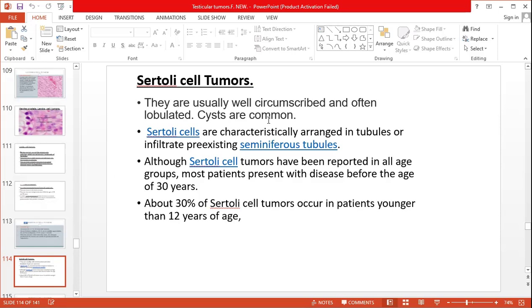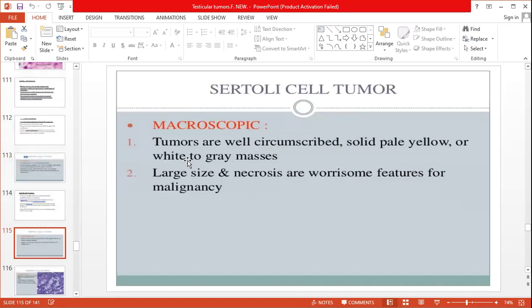Sertoli tumors are well described, and often lobulated cysts are common. Sertoli cells are typically arranged in tubules or infiltrate the seminiferous tubules. Macroscopically, it is a well circumscribed, solid, pale yellow, white or grey mass. Large size and necrosis are worrisome features of malignancy.